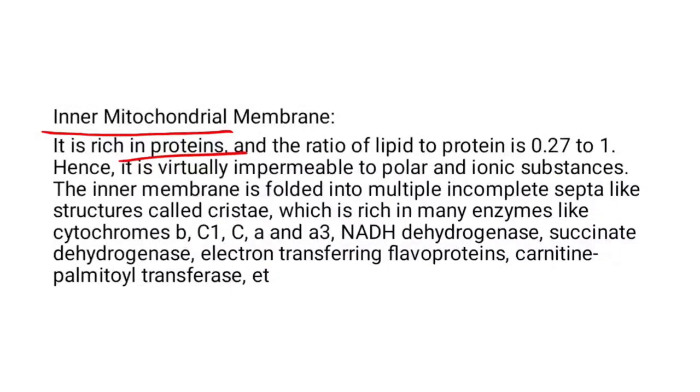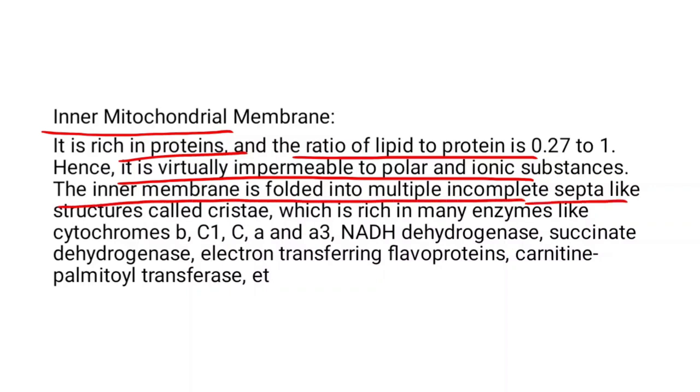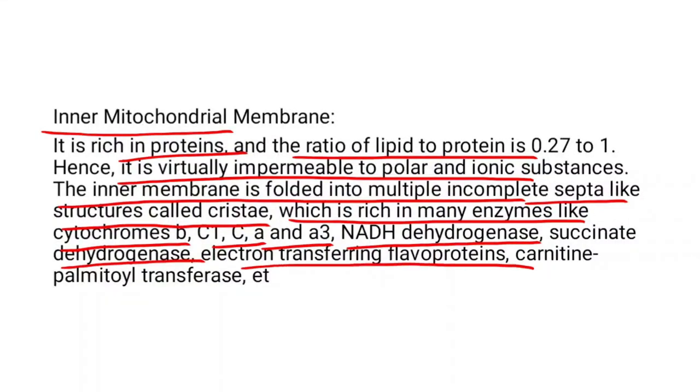Inner mitochondrial membrane. It is rich in proteins, and the ratio of lipid to protein is 0.27 to 1. Hence, it is virtually impermeable to polar and ionic substances. The inner membrane is folded into multiple incomplete septa-like structures called cristae, which are rich in many enzymes like cytochromes B, C1, C, A and A3, NADPH, NADH dehydrogenase, succinate dehydrogenase, electron transferring flavoproteins, carnitine palmitoyl transferase, etc.